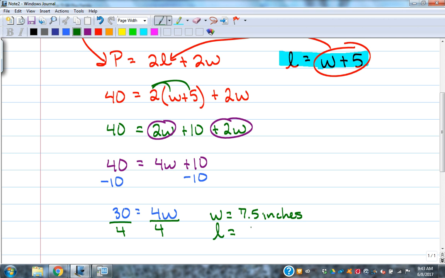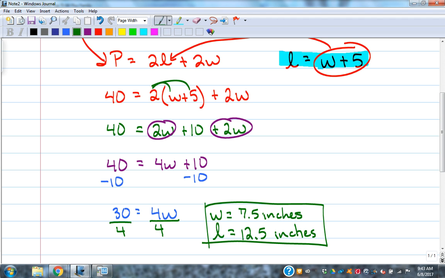Yeah, 12.5. 5 more than that. 5 plus 7 would be 12.5 inches. And we could check that. We know the perimeter should be 40. So if I add 12.5 and 12.5, that's 25. And then I add 7.5 and 7.5, that's 15. 25 and 15 does add up to be 40. So those are the correct 2 numbers there. So setting up that equation there is pretty key to doing that.